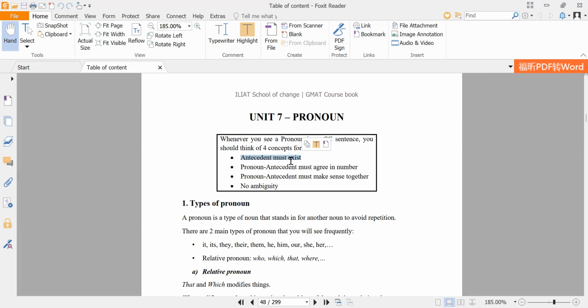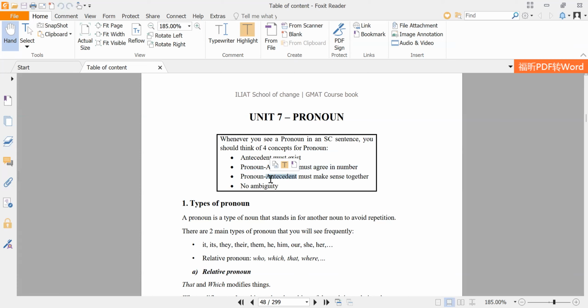So a correct sentence must have an antecedent for every pronoun that is in it. And the pronoun and its antecedent must agree in number. So if the antecedent is in plural form, then the pronoun has to be in plural form. Or if the antecedent is in singular form, then the pronoun has to be in singular form.